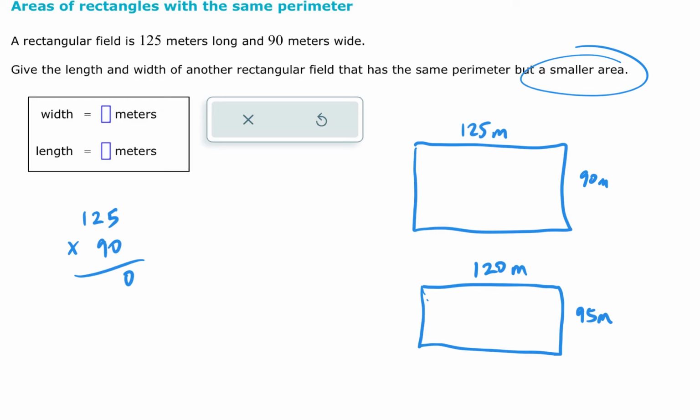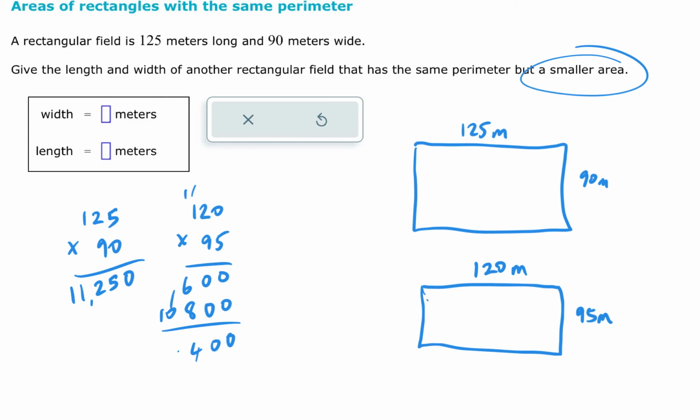So again, we know that this was 11,250. We don't really need to multiply that out again. And this one is 120 by 95. Let's see, that'll be 6, 18, 10, 14. So yes, it did. This one would be 11,400, and this one was 11,250. They're square meters. So by dropping this length right here and upping the width, we did increase it even more.